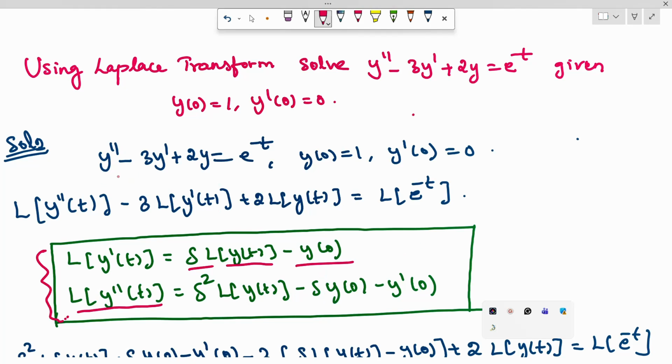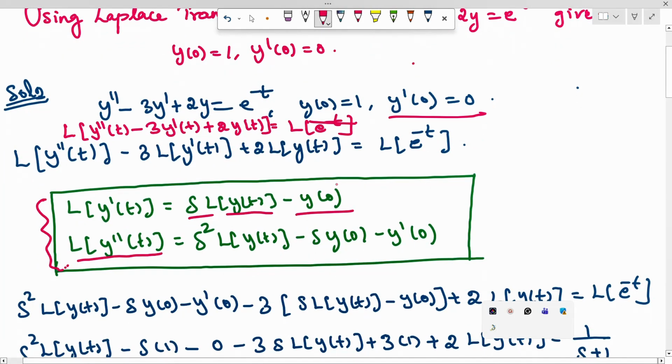What is our given differential equation? y double dash minus 3y dash plus 2y equal to e power minus t. These are the given initial values: y of 0 equal to 1 and y dash of 0 equal to 0. In step 1, first we are going to apply Laplace transform on both sides of the given differential equation, and also write in terms of t, which is L of y double dash of t minus 3 into y dash of t plus 2 into y of t equal to L of e power minus t.